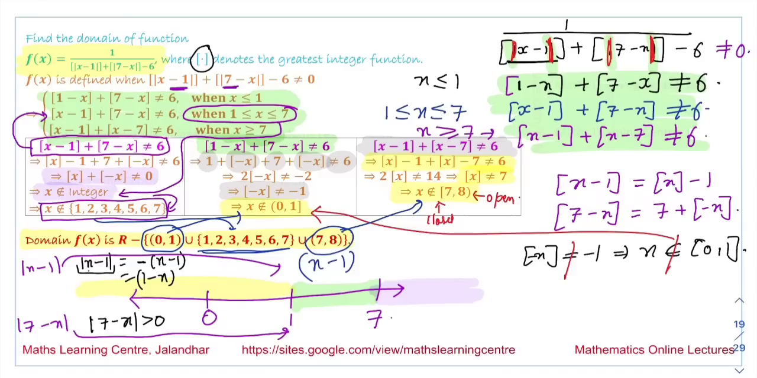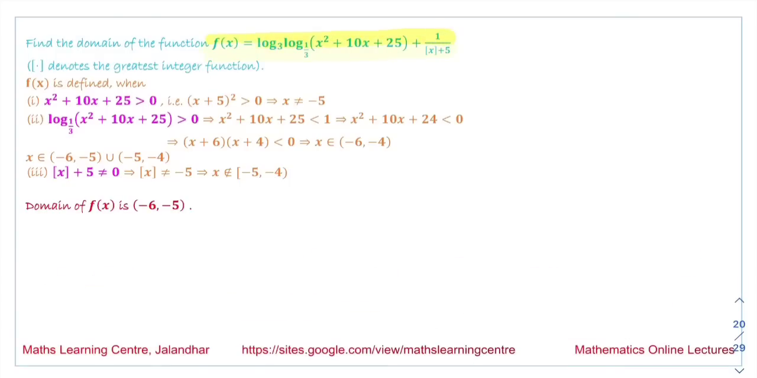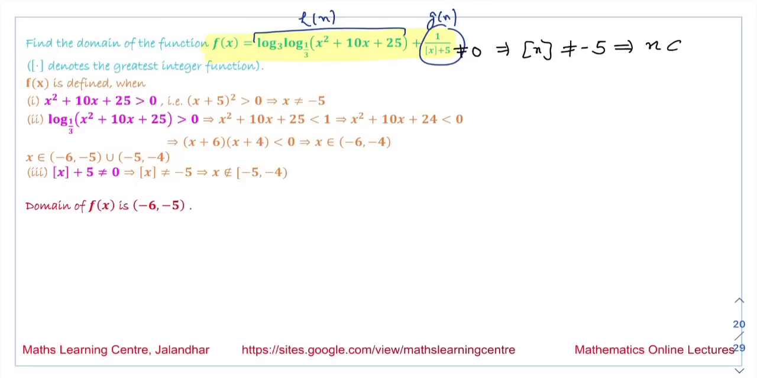Next we have is find the domain of the function f(x), and f(x) is this function given to us. So again, this function is in two parts. Suppose this function we have is h(x), and this function is g(x). Now to calculate the domain of this g(x), we are saying this should not be equal to 0. So this value is not equal to 0. This implies that greatest integer of x is not equal to minus 5. So this implies that x does not belong to minus 5 comma minus 4.